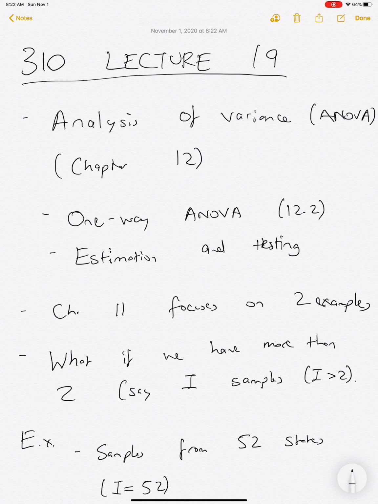We're going to move on to a new chapter, Chapter 12, which in particular focuses on another important scenario that arises in practice. And we use a very common and very useful technique called analysis of variance, or ANOVA. It's in Chapter 12. So just to give a brief summary of where we're at in the course.